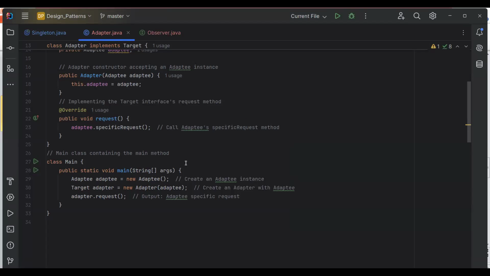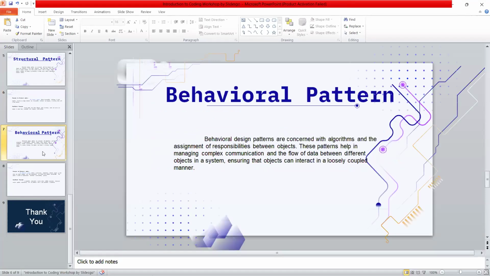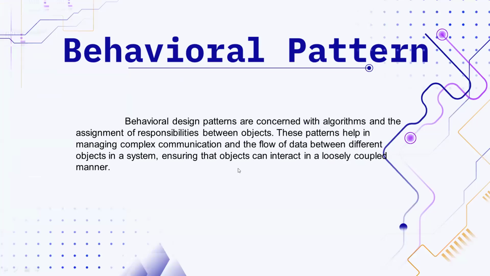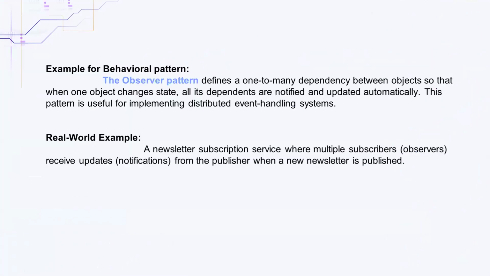Now let's move into the behavioral pattern. Behavioral design patterns are concerned with algorithms and the assignment of responsibility between objects. This pattern helps in managing complex communication and the flow of data between different objects in a system, ensuring that objects can interact in a loosely coupled manner.